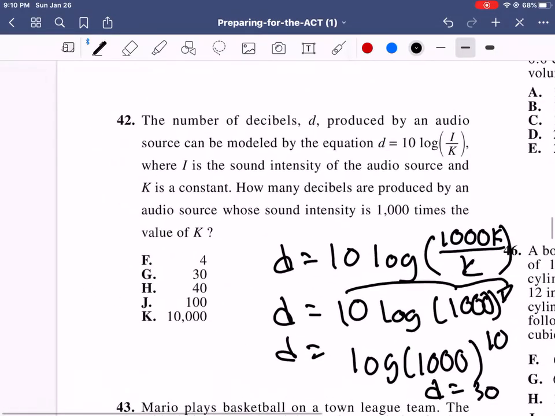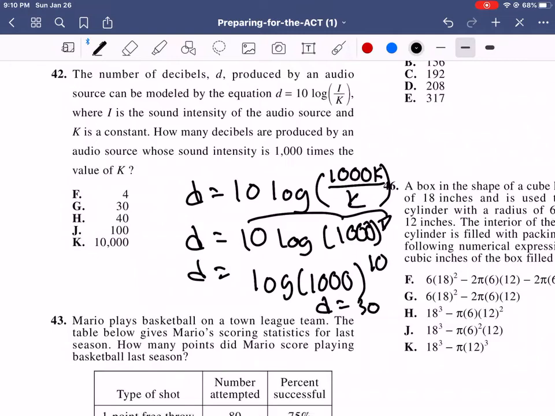Or you can just put it in exponential form. If you don't plug it in, this becomes 10 to the x equals 1,000. That would be 30. X equals 30.